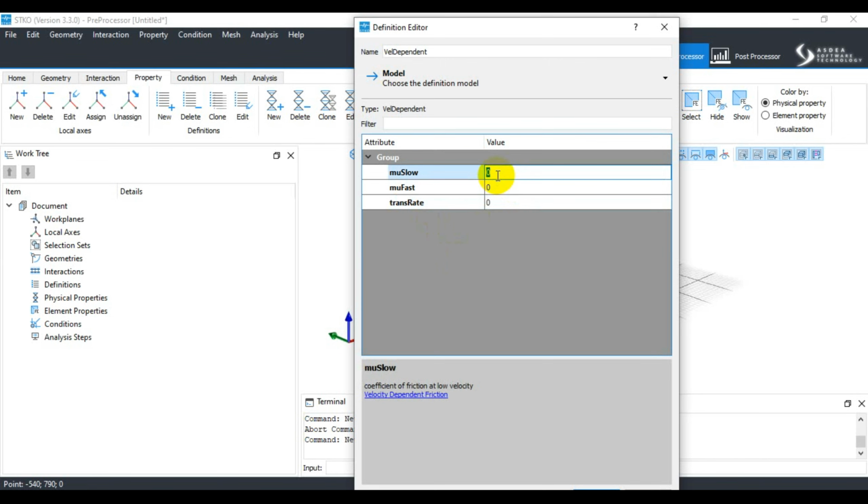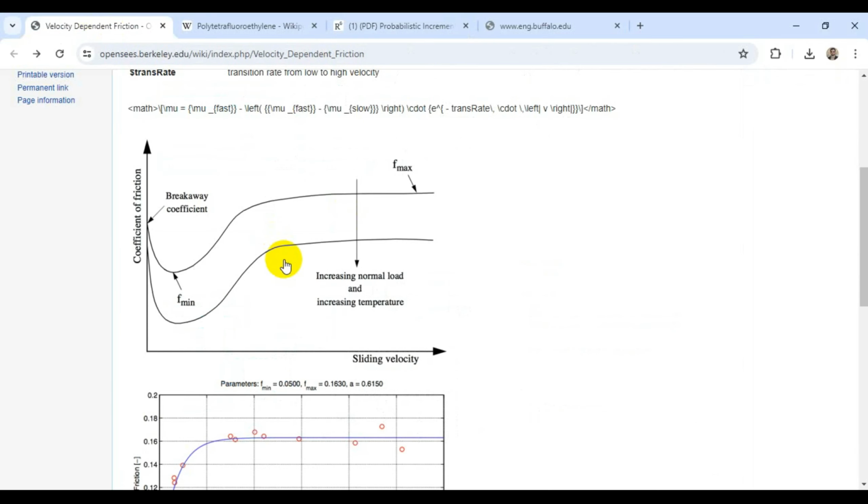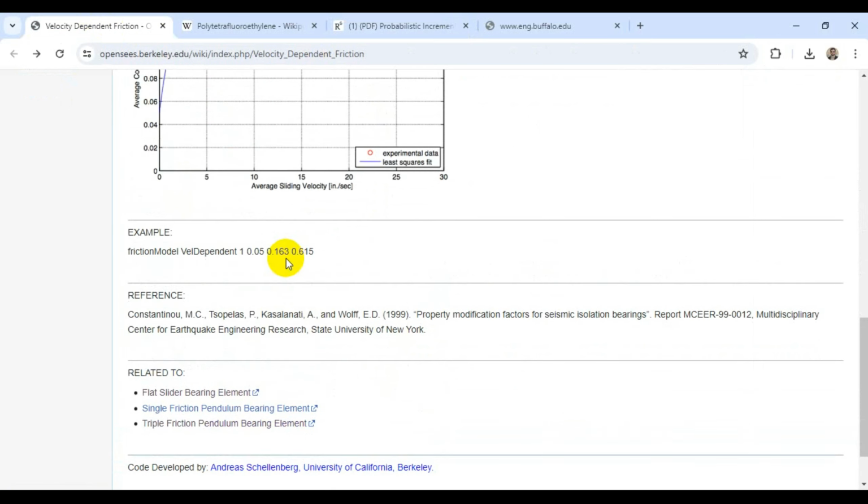So we need two coefficients of friction. One coefficient of friction is for low speed, and another coefficient of friction is for fast speed, and then we need a transition state here. So that is given here as well. This transition state is basically the percent of change in the slope here.